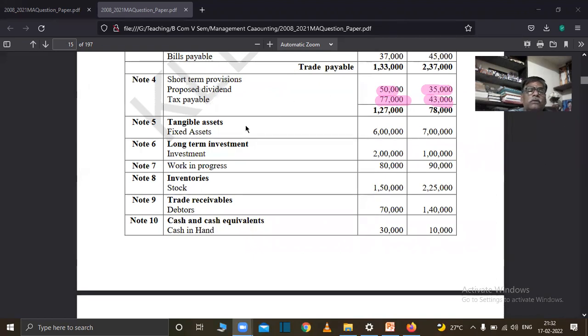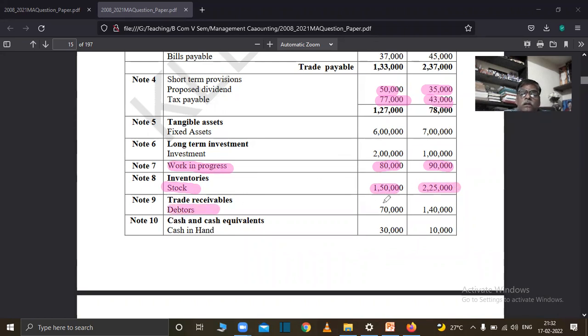Then you see the current assets. Regarding current assets, first is work in progress. Work in progress is a current asset, just like stock in trade. 80,000, 90,000. 10,000 increase comes in the increase column. Second is stock. Stock comes under the head current asset. So 1,50,000, 2,25,000. 75,000 increase is there. This increase you write in the increase column.